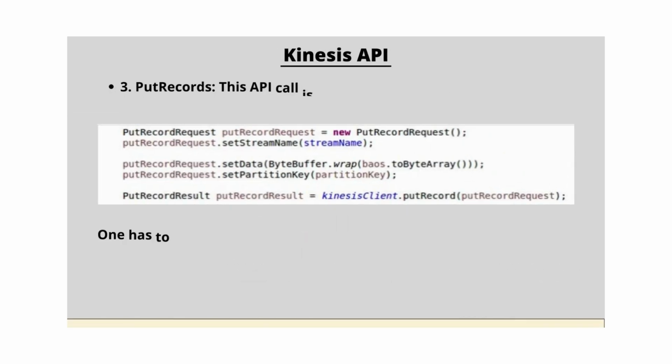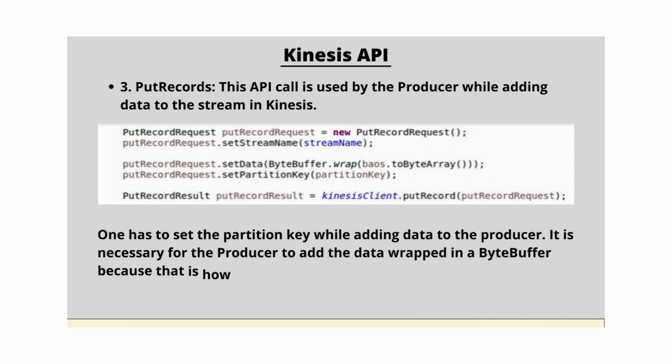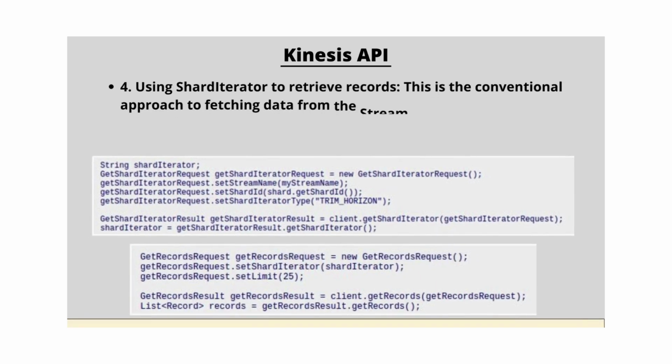Next, third one is put records. This API call is used by the producer while adding data to the stream in Kinesis. As you can see in the mentioned image, one has to set the partition key while adding data to the producer. It is necessary for the producer to add the data wrapped in a byte buffer because that is how Kinesis accepts the data.